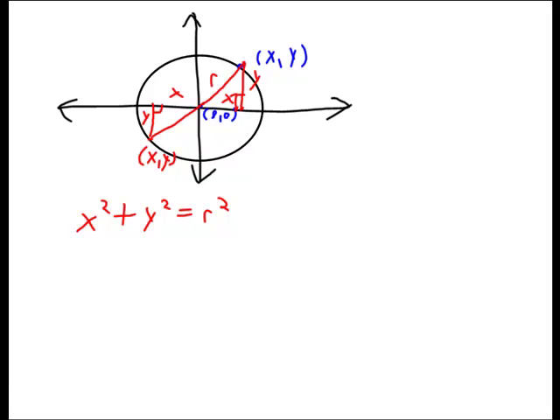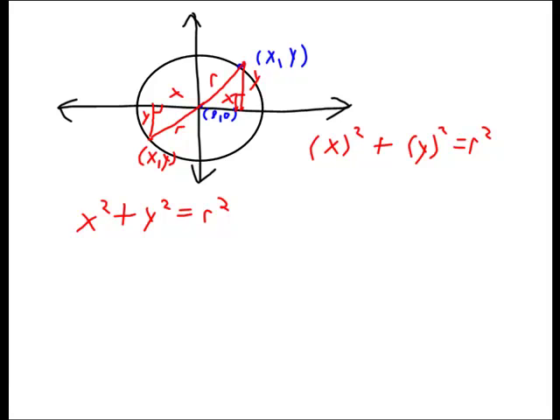The reason it doesn't matter is because we're going to square both sides, that being r again. Whether it's positive or negative, we're going to have x squared plus y squared equal to r squared. So we can go in any direction and still get that basic form.